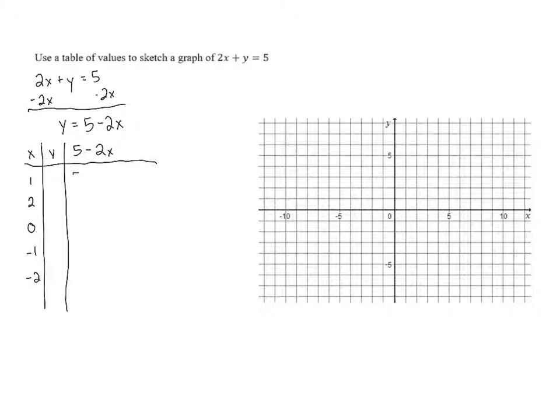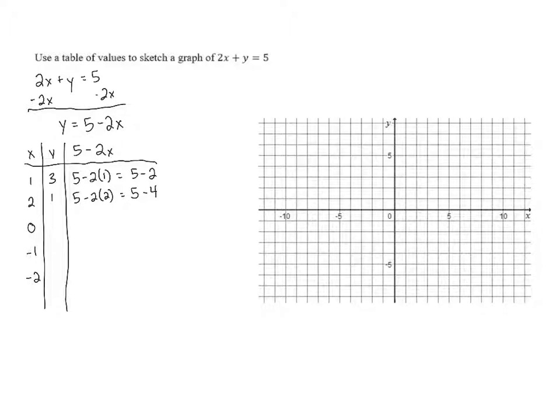Let's start with x equals 1. We have 5 minus 2 times 1. 2 times 1 is 2, of course. So that's 5 minus 2, which is 3. Next, we'll plug in x equals 2. We have 5 minus 2 times 2. Well, 2 times 2 is 4. So this is 5 minus 4, which is 1.